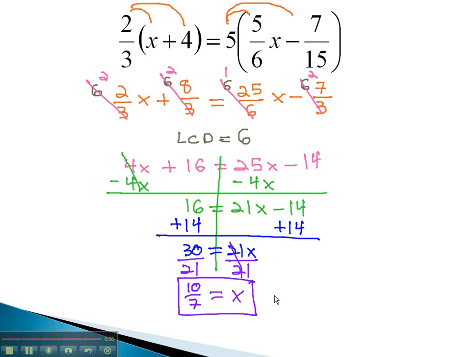Again, distribute first, clear fractions second.